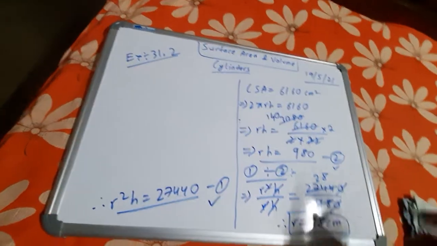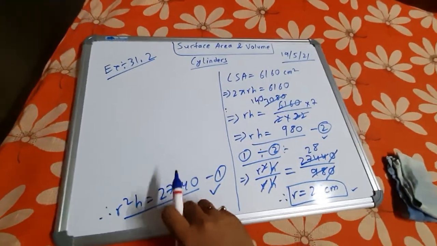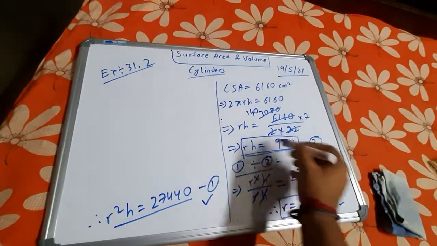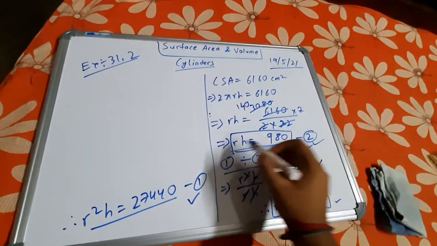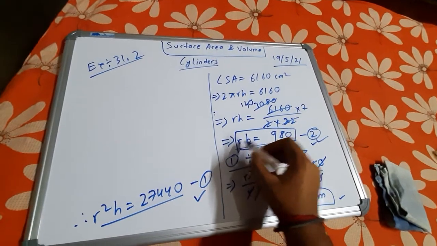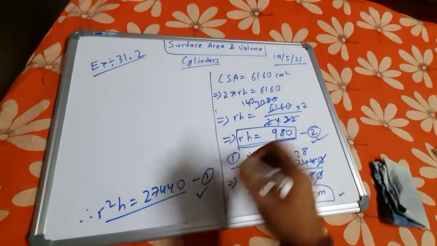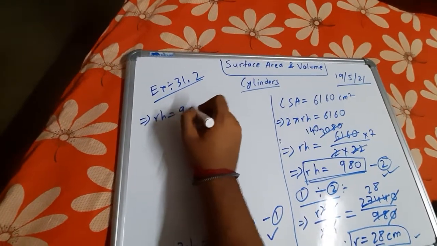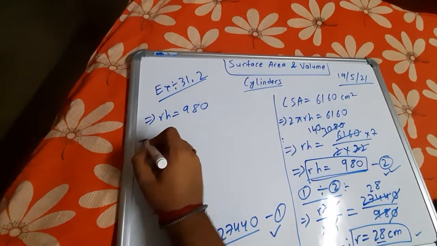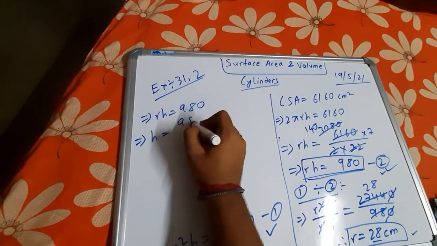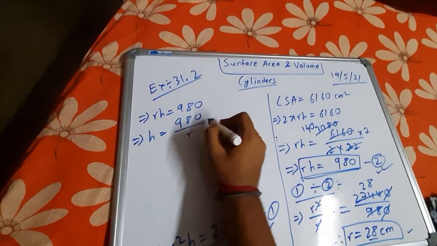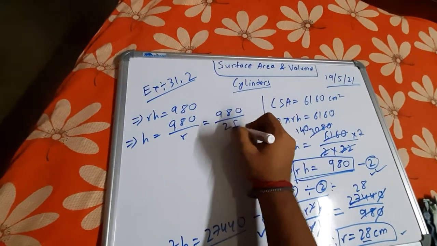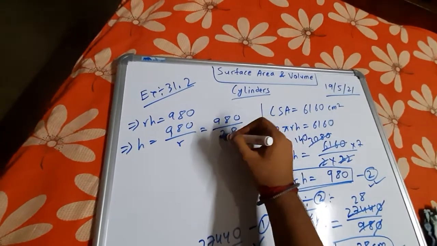Okay, now see, r I have found out. Now I have to find out h. How will I find out h? h can be found using equation number 2, rh. If I put the value of r, that is 28, over here, I can find out h. So we know rh equals 980. Now r we know, so h equals 980 by r, that is 980 by 28.